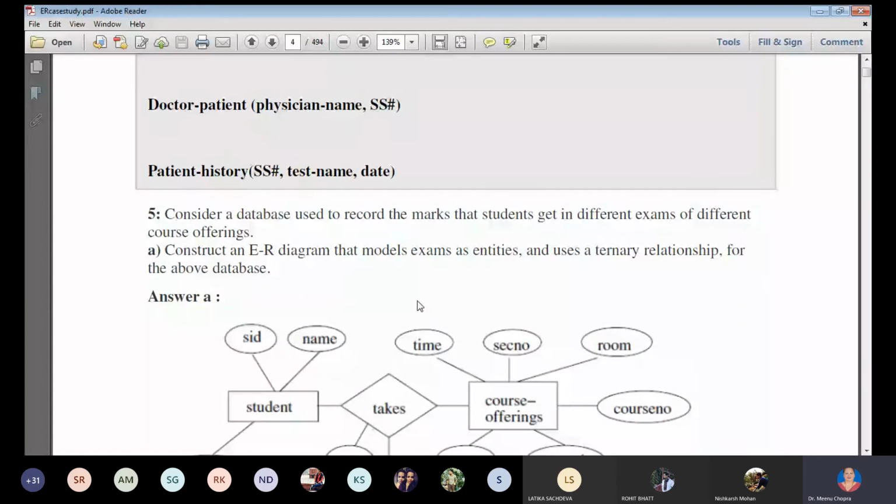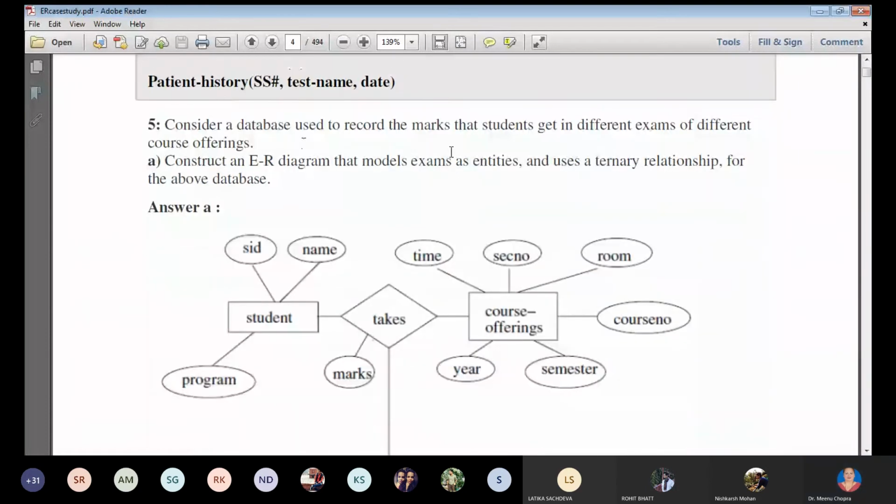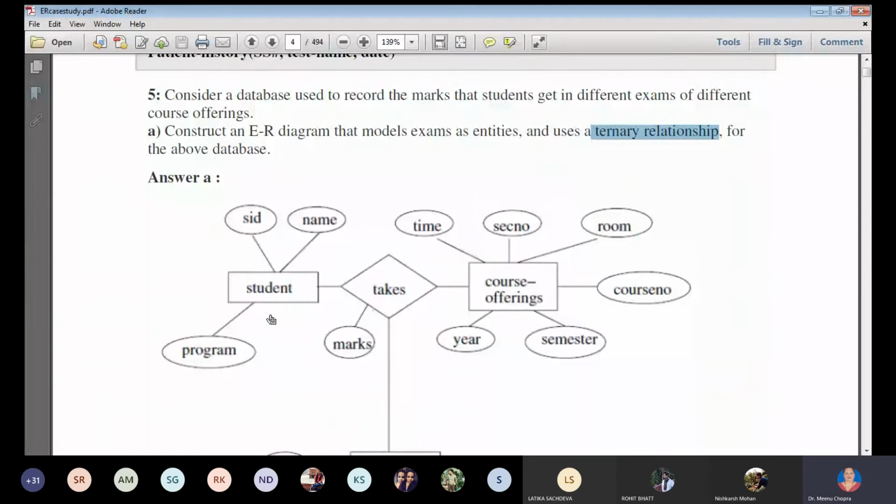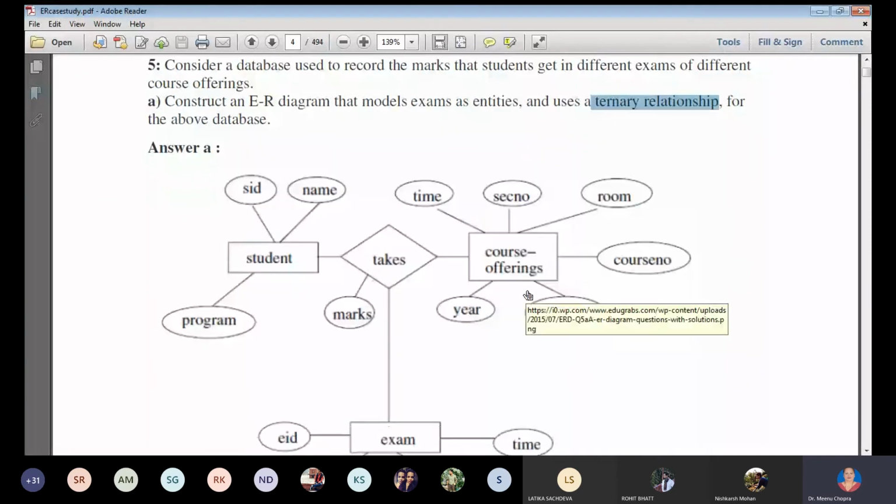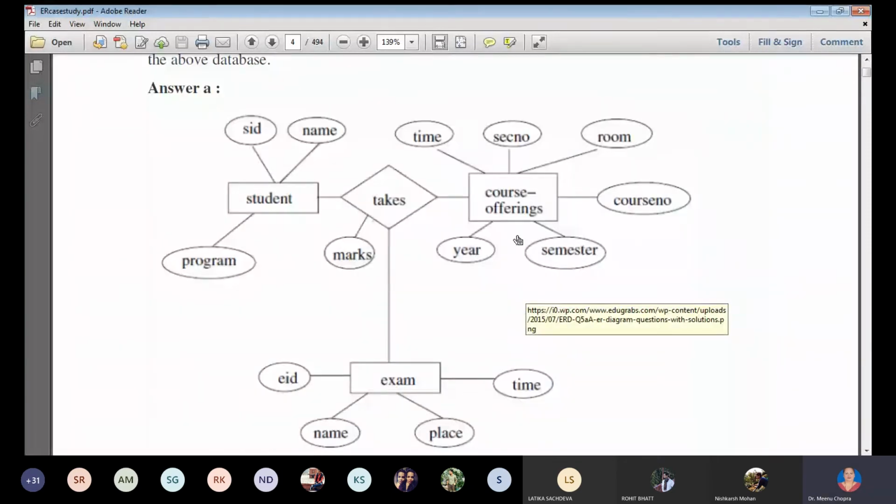Similarly, the fifth case study is about the marks of students of different course offerings. And you have to make the entities and use a tertiary relationship for the above. Now it is mentioned here, tertiary relationship. Fine. So tertiary means you have many relationships. N:1 relationship. Now student takes course offering, and here course offering is actually a strong entity. So this one you can make. It totally depends on what you perceive and how you want to say it.